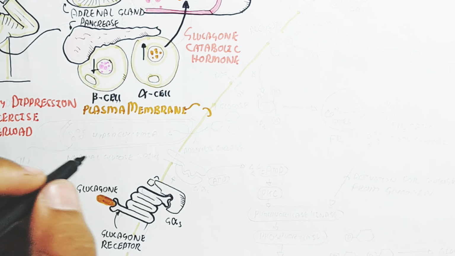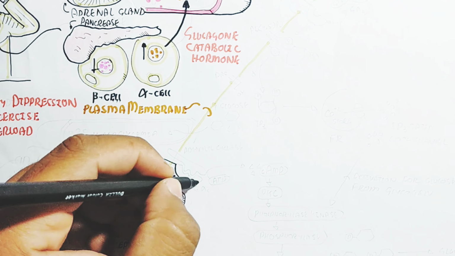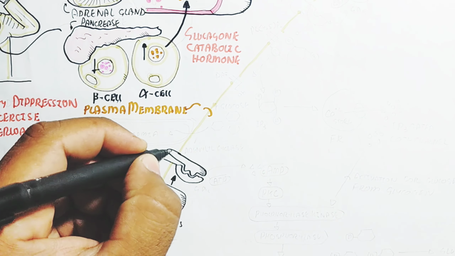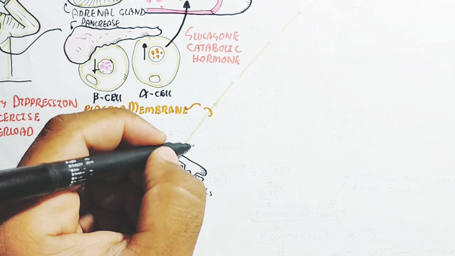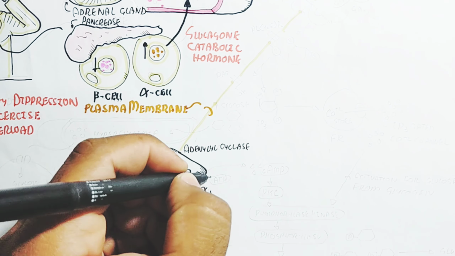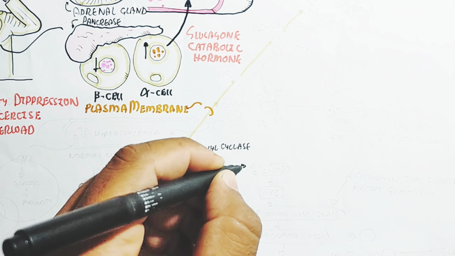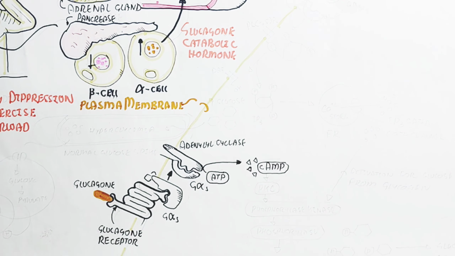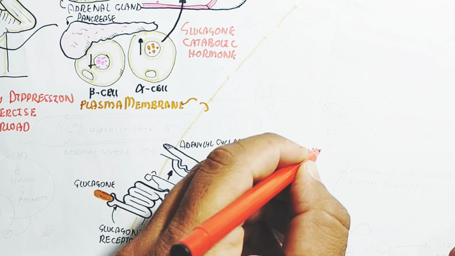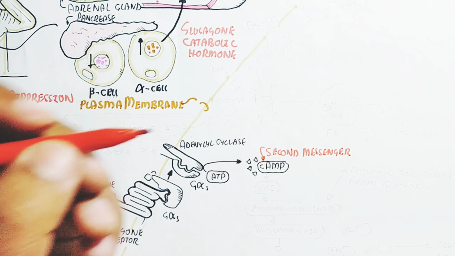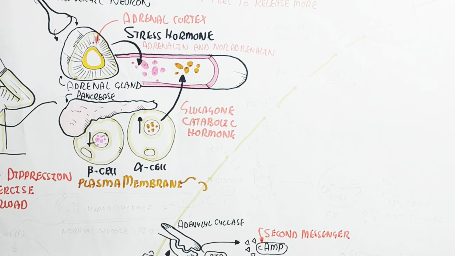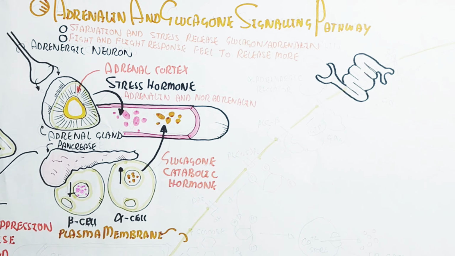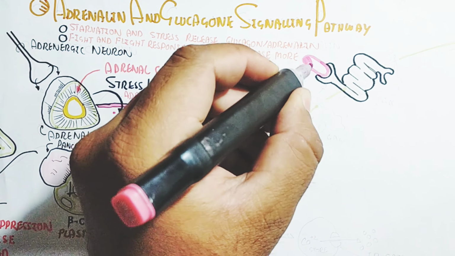In this way, the separated G alpha protein will bind with the adenylyl cyclase enzyme, which is present in the plasma membrane of the cell. ATP will be used to release pyrophosphate by the adenylyl cyclase, because the adenylyl cyclase enzyme will produce cyclic AMP. This enzyme is important for converting ATP to cyclic AMP, and this is the second messenger.